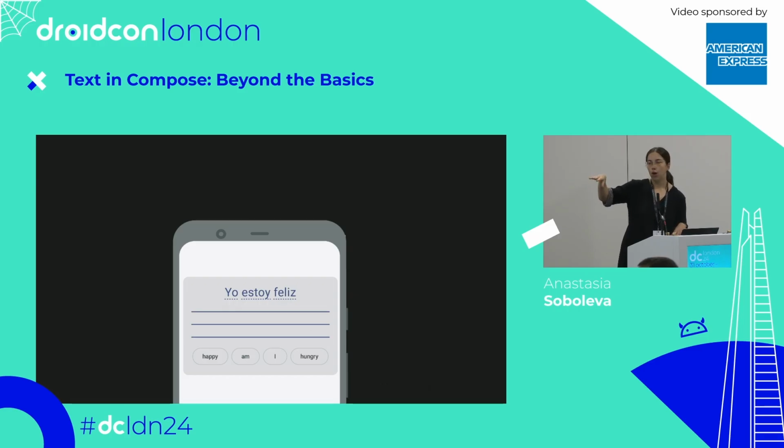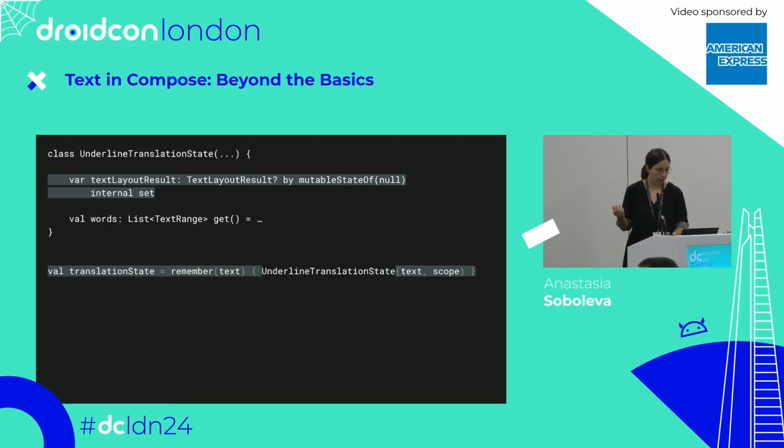We have an underline in the text style API, but this underline doesn't give you a lot of flexibility. So say you want to draw a bit custom. How would you do that? Similarly to the previous example, we have this state class that holds our text layout result that we set inside the on text layout callback.